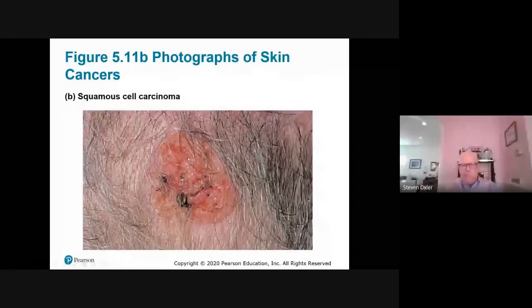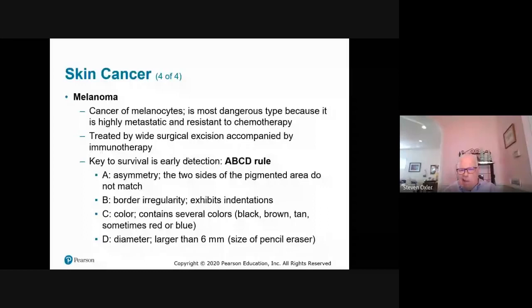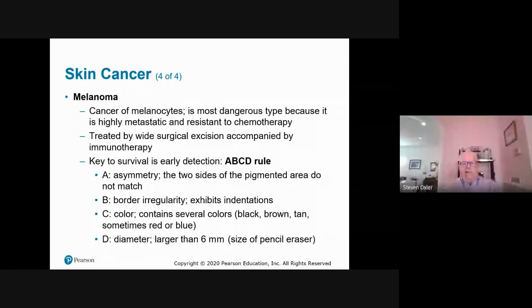Melanoma. Melanoma is a cancer of the melanocytes. It is the most dangerous type of skin cancer. It is highly metastatic and resistant to chemotherapy. It is treated by a wide surgical incision accompanied by immunotherapy. The key to survival is early detection.